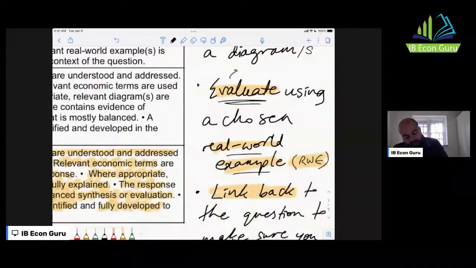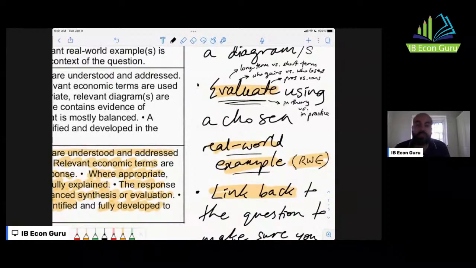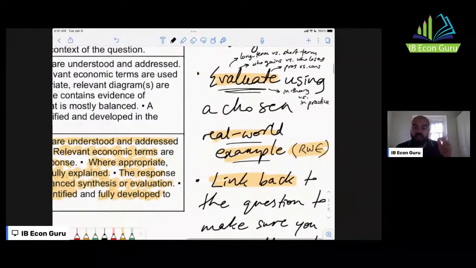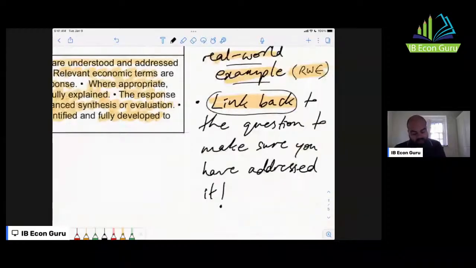Okay, this is where you think about long term versus short term effects. This is where you think about who gains, who are the stakeholders that gain versus who loses. This is where you think about the pros versus the cons of whatever it is you're evaluating. This is where you think about how things are in theory, or the assumptions, versus in practice. Remember, the real world doesn't always match or fit the theory you're trying to explain. This is your evaluation. And then you need to make sure that you link back to the question, okay, to make sure that you have addressed it.